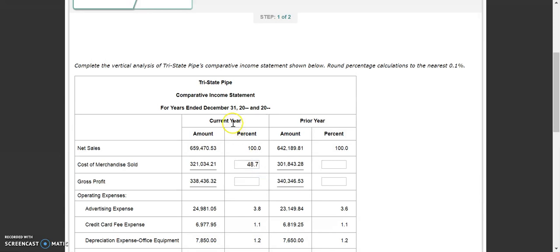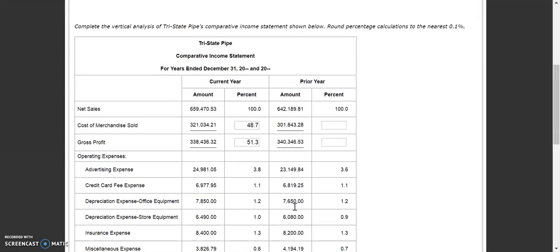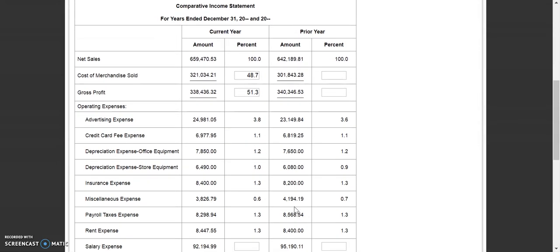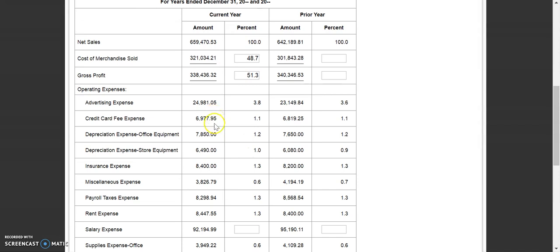So I think that I'm going to do all of the current year first and then go back over and do the prior year. So again, for gross profit, we are going to take the 338,000 and then divide that by the 659. And again, we'll get a percentage of 51.3. So as we scroll down here, you're going to see all of your operating expenses. In comparison to the 659,000, some of our percentages are going to be quite small.